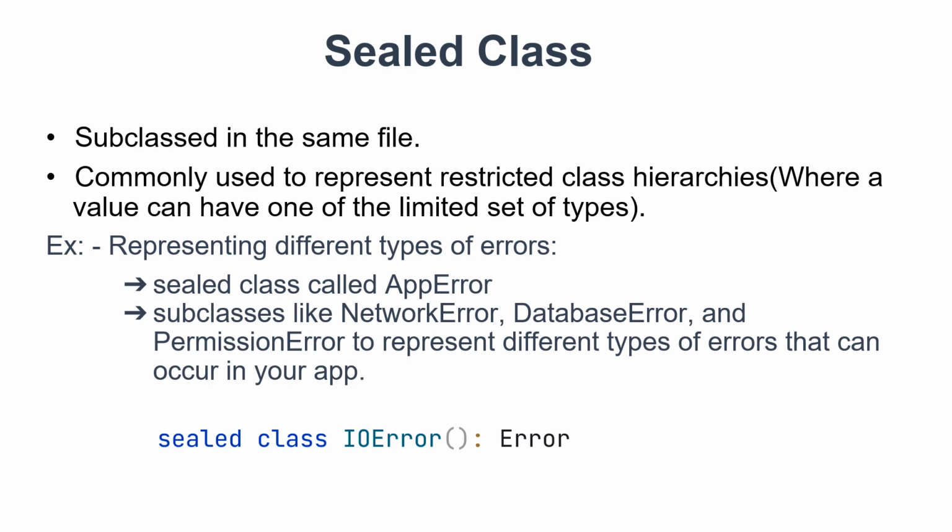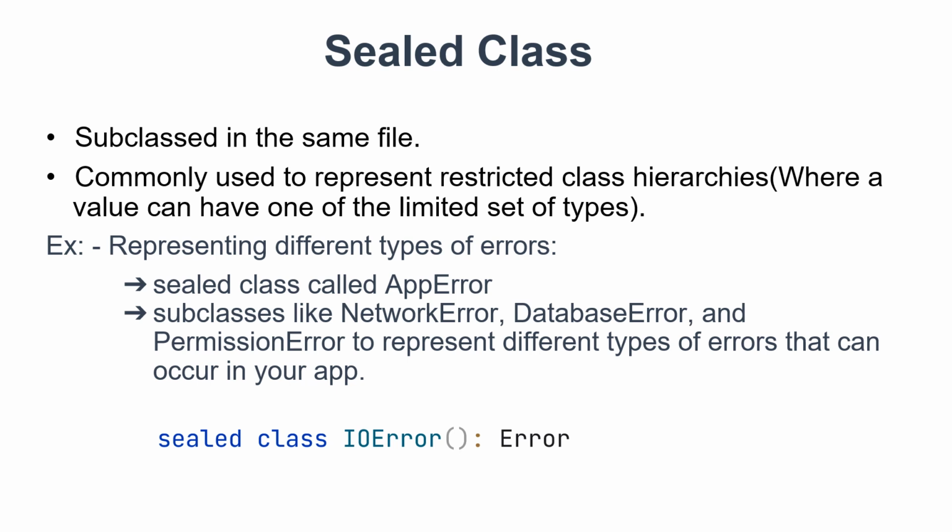Sealed classes in programming are a way to organize class hierarchies in a restricted manner, often used when a value can belong to only a limited set of types. Unlike regular classes, sealed classes and their subclasses are defined in the same file. They are particularly useful for scenarios where you want to represent a defined set of related types.